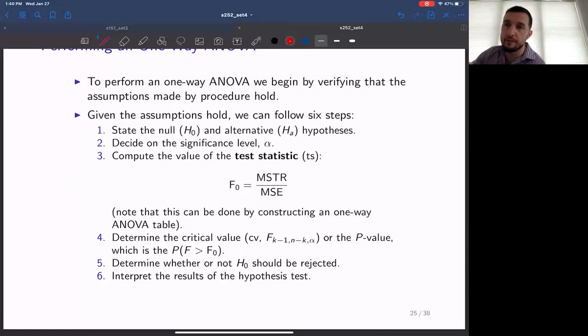Equality versus difference exists. Step 2, give the significance level, most often alpha 0.05. Step 3, compute the test statistic. Usually, again, on step 3, we insert an ANOVA table just to get us to the test stat. Step 4, critical value or p-value. They'll always give the same conclusion. You don't have to do both, but I'll illustrate both so that you have them. Step 5, decision. Step 6, interpretation.